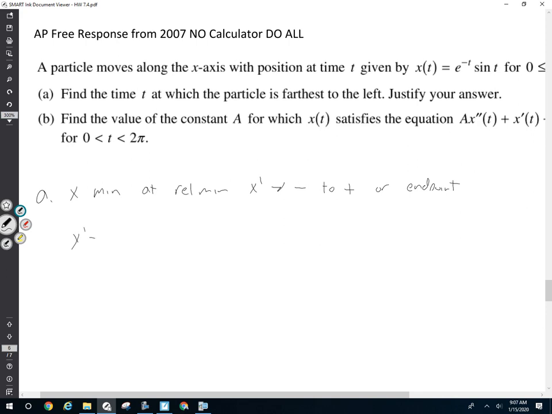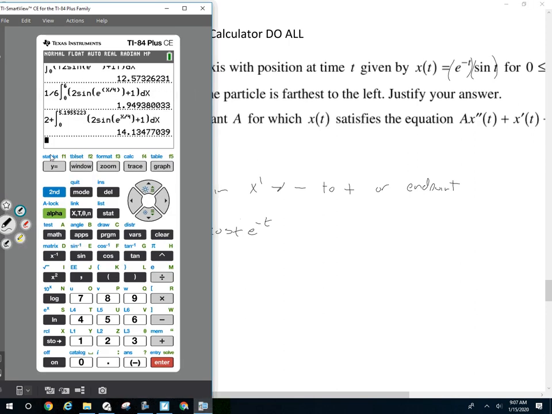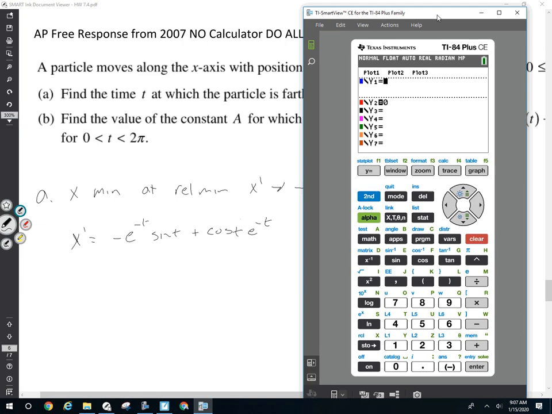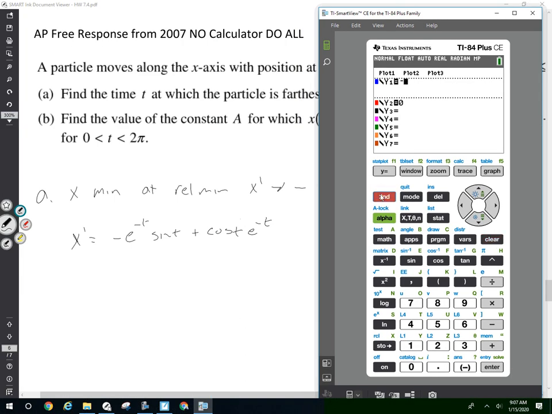I'm going to find x prime. I have to use the product rule and the chain rule. So the derivative of the first times the second plus the derivative of the second times the first. The derivative of the first would be negative e to the negative t times the second, plus the derivative of the second is cos t times the first. I'm going to graph that, set it equal to 0. So y equals negative e to the negative t sine t plus cos t e to the negative t.